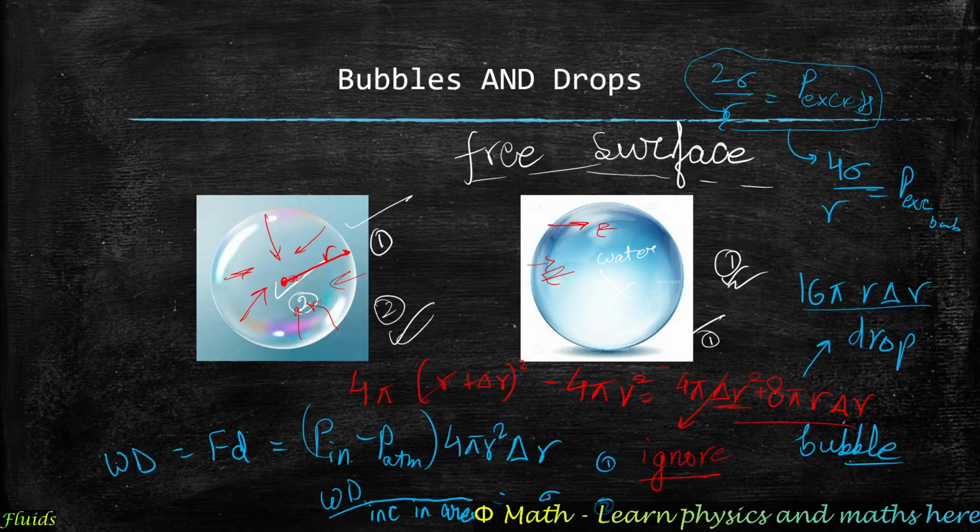Okay, so if we take a look at the bubble, we can see that this area and this area are identical, and this pressure is P atm. This is pushing this side, but the same thing is happening on the other side, so that's why the bubble does not blow up.